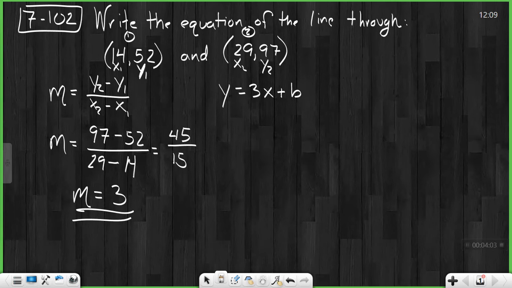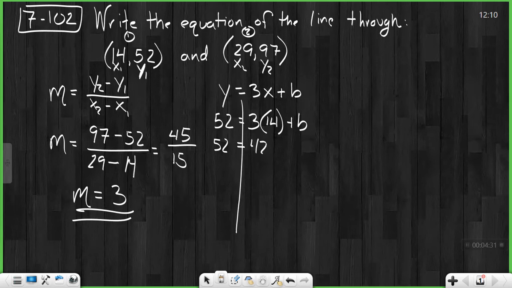But since I'm going to use 14 and 52, I'm merely going to plug in my y value of 52 equals my slope times my x value of 14 plus b. And we can solve that. If you chose to use 29 and 97, that is absolutely okay. It really does not matter. Either one will work. When we solve for b, we're going to multiply 3 times 14 and get 42. So 52 equals 42 plus b. And then we are going to continue to solve for that by subtracting the 42 from each side.